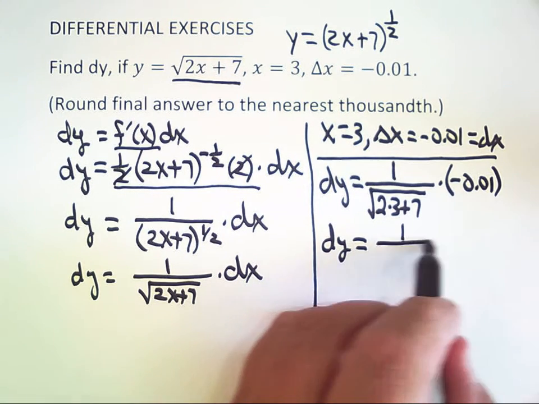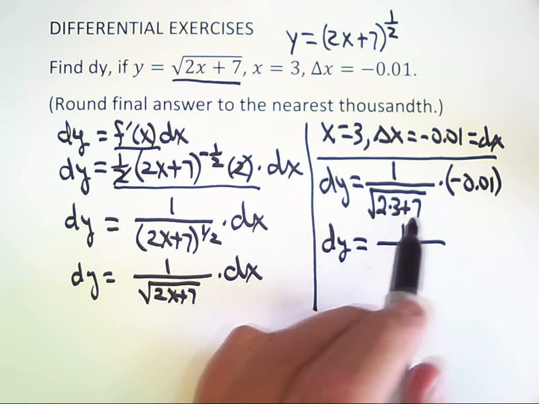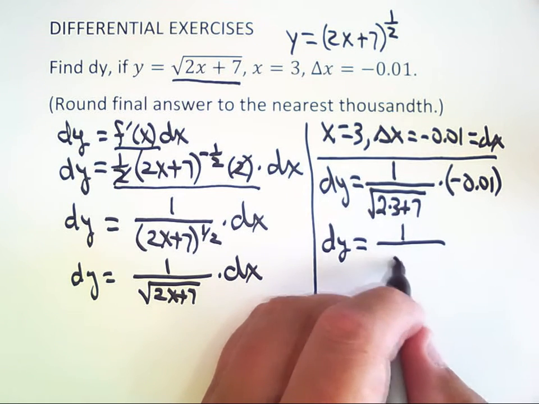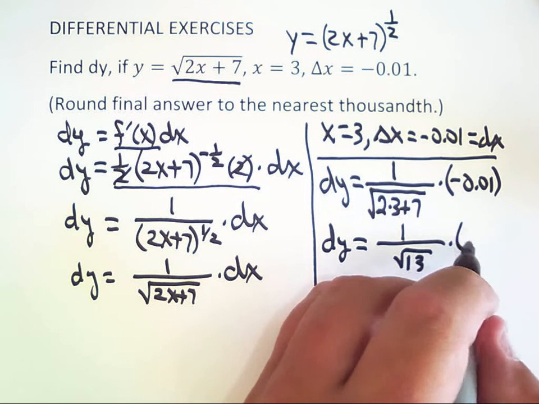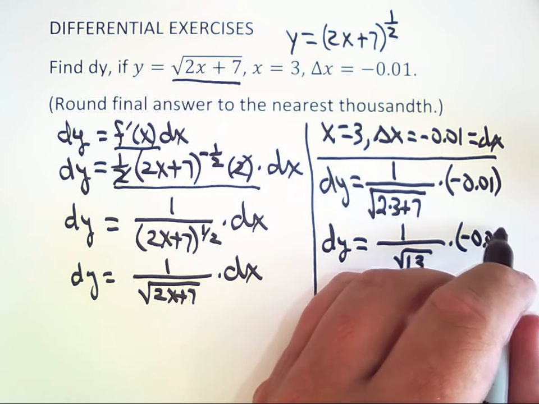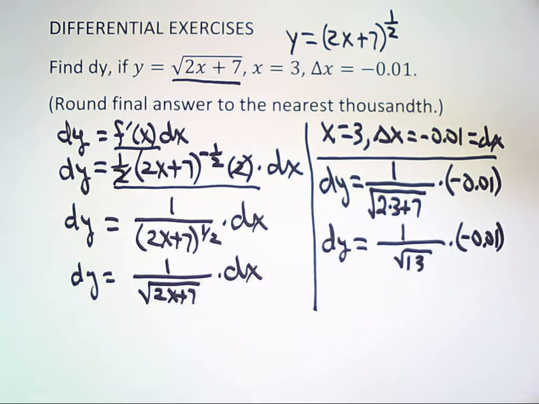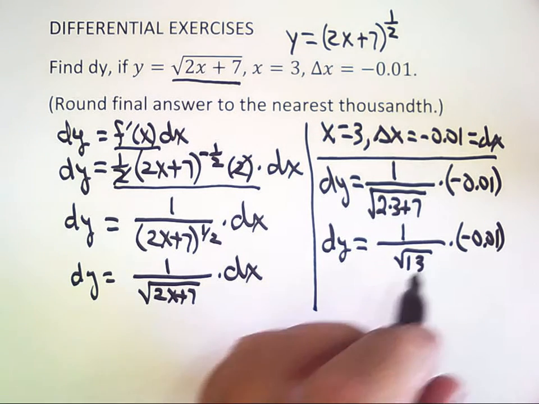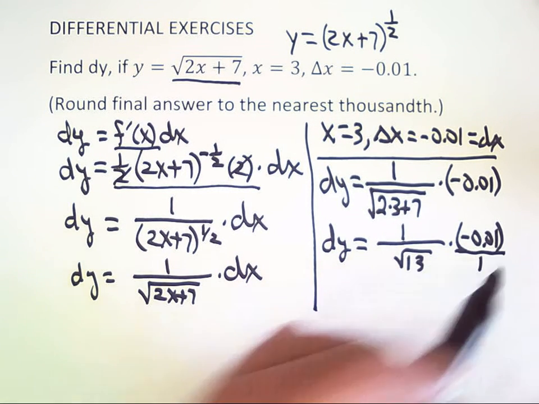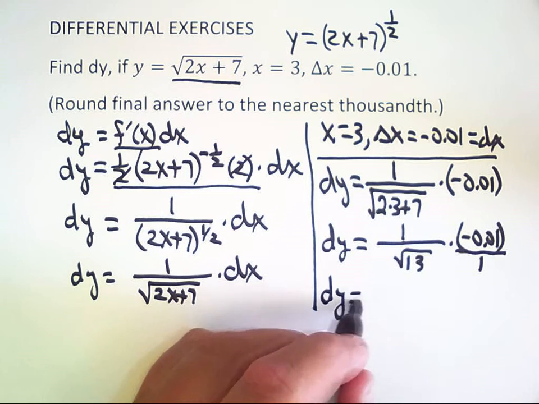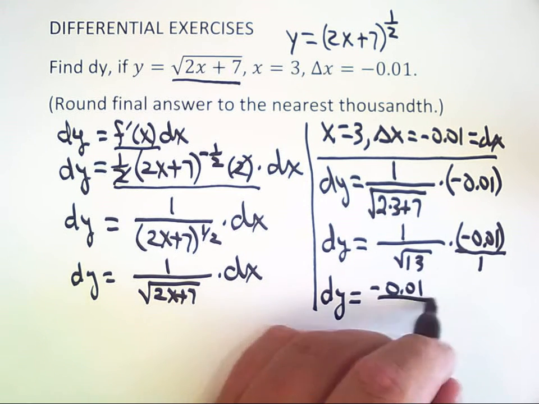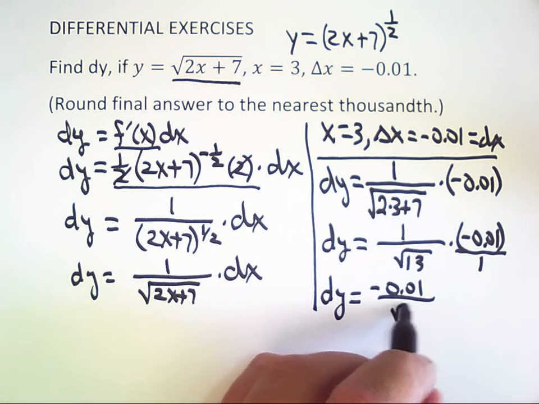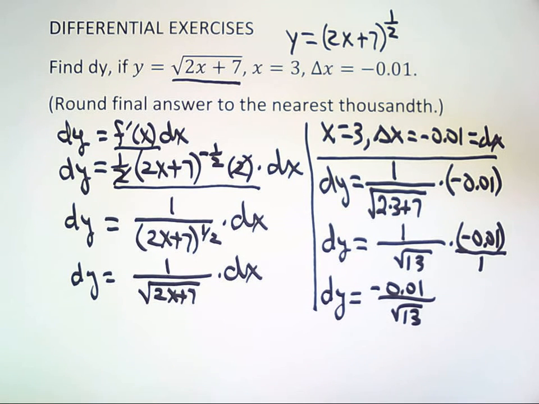Continuing, 2 times 3 is 6, 6 plus 7 is 13. So that becomes 1 over the square root of 13 multiplied by the differential for x, dx, which is negative 0.01. Now I would at this point maybe notice that that's like an understood 1, so you can think of this as top times top, which gives you negative 0.01, bottom times bottom, which just gives you the square root of 13. And at this point, it's just a matter of using your calculator and getting this.